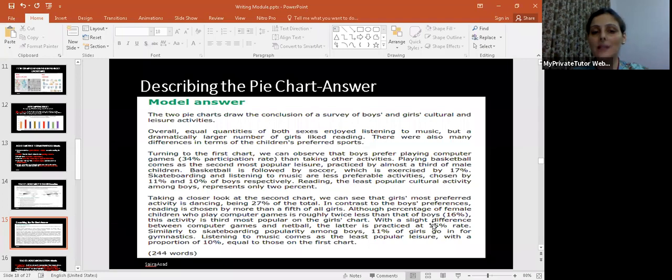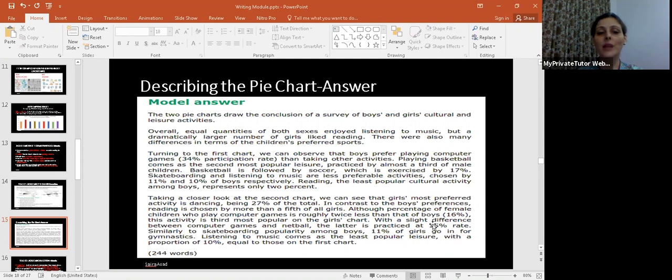The two pie charts draw the conclusion of a survey of boys and girls' cultural and leisure activities. You have described in 2 lines what the visual is describing. Come to the second. Overall, equal quantities of both sexes enjoyed listening to music, but a dramatically larger number of girls liked reading. This is a comparison. Now, there were also many differences in terms of children's preferred sports. What boys were taking, what the girls are. Now you're comparing a little bit.